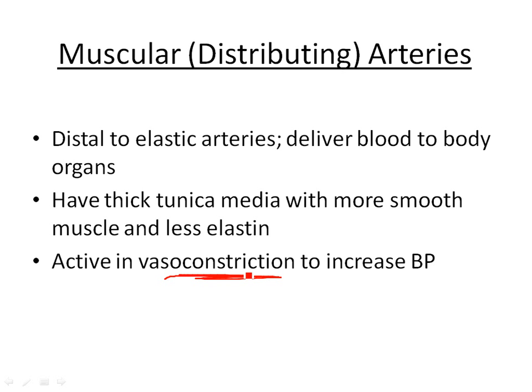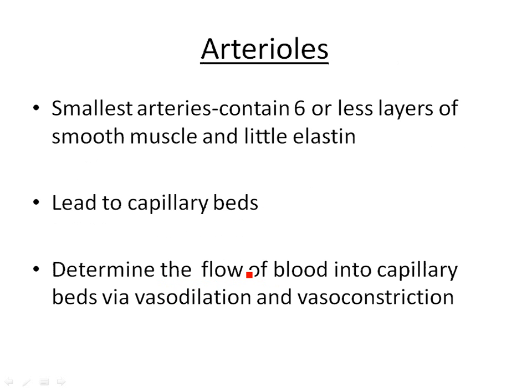And so these are going to be real important in vasoconstriction, so you need a lot of those muscle layers to help with that vasoconstriction. Then as you keep moving away from the heart, you get down to the smaller arterial vessels, and these are known as arterioles. They're the smallest of the arterial system, and they contain 6 or fewer layers of smooth muscle and very little elastin, sometimes no elastin.